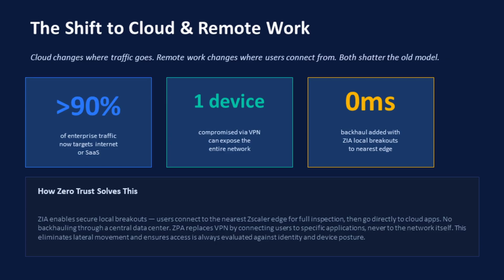The shift to cloud and remote work. Here are three numbers worth remembering. Over 90% of enterprise traffic now targets the internet or a SaaS platform, not your data center. Just one device, compromised over VPN, can expose the entire internal network. And with ZIA's local breakouts, users connect to the nearest Zscaler edge with zero additional latency. There's no backhaul to a central data center. The takeaway is straightforward: cloud changes where traffic goes, and remote work changes where users connect from. The Zero Trust Exchange adapts to both. ZIA handles the traffic flows, ZPA handles the access model.